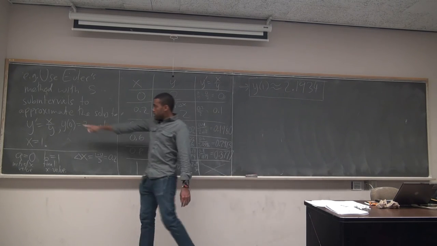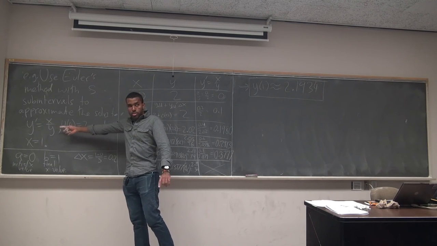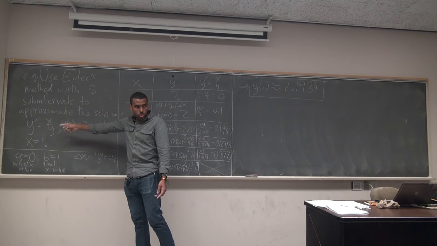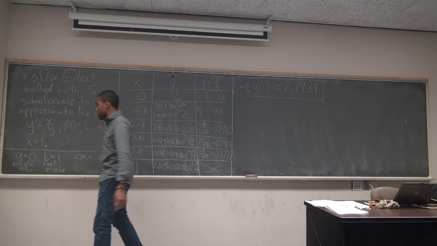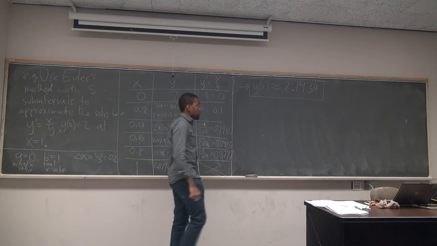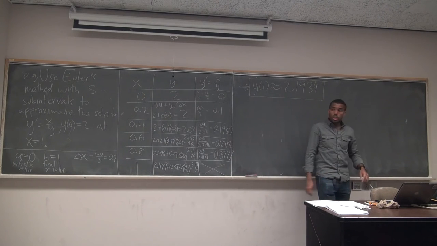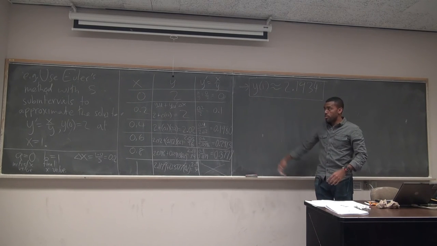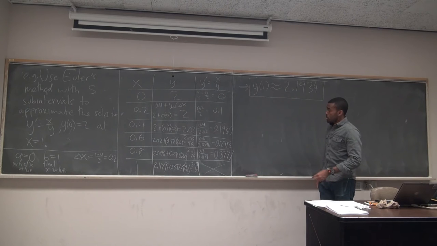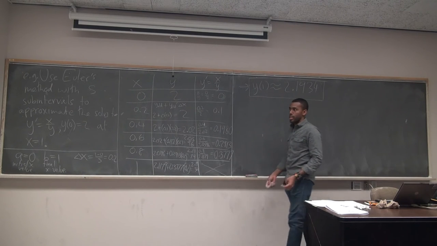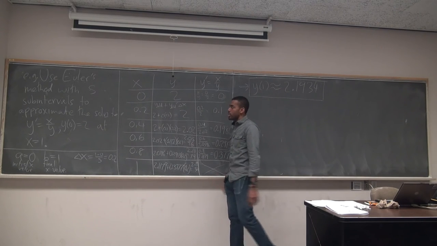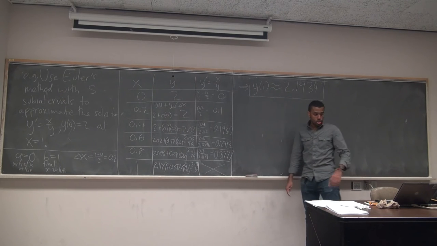So whatever the answer to this differential equation is, which is not hard to find, this is actually separable as well. You can separate it and find the answer for yourself. But approximately when you plug in 1, it should be somewhere around 2.19. Probably not super close because we only took 5 steps. To make this method really shine, you have to take like 1,000 steps, which is what some of your Excel homework problems have you do.